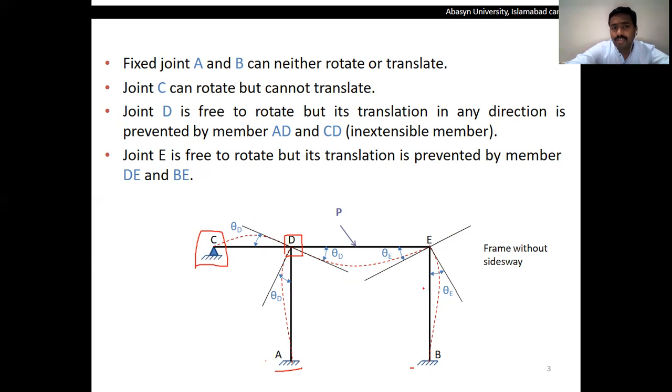Similarly, if we consider joint E, in this type of frame it can rotate, causing theta E along members E to D or E to B. But it cannot deflect along members D to E and B to E, because its translational movement is prevented by the pin support at point C. So in such a frame we do not have any deflection at point E, because it is a frame without sidesway.